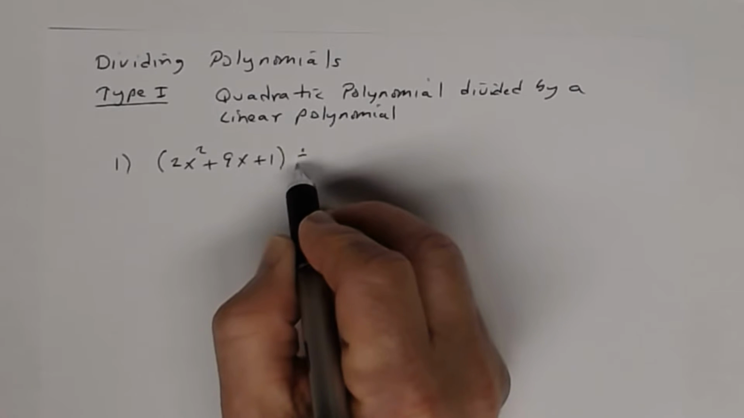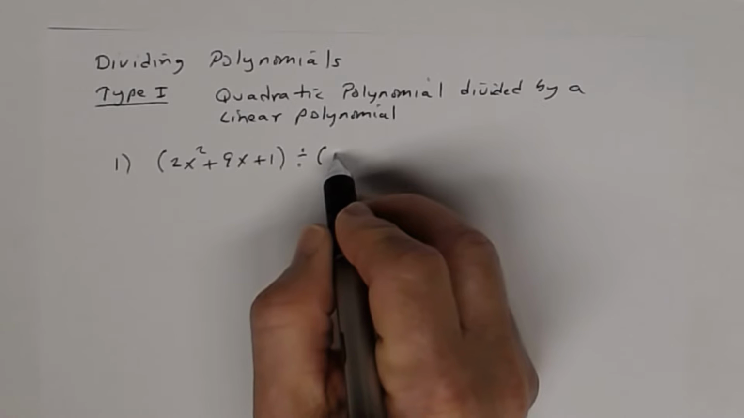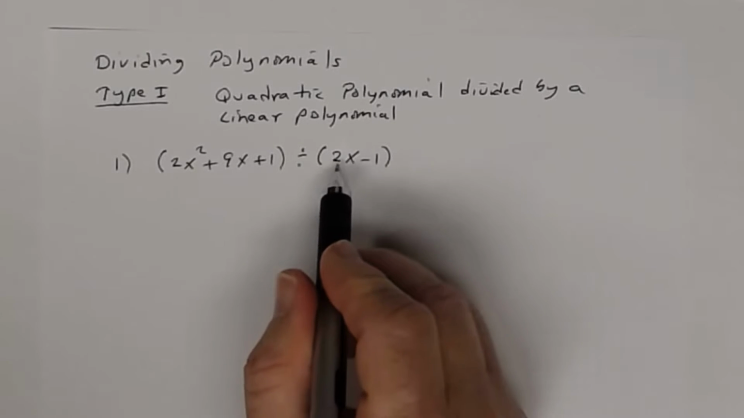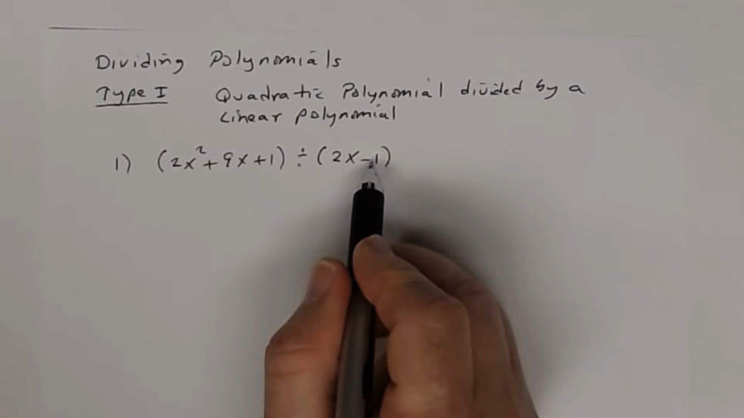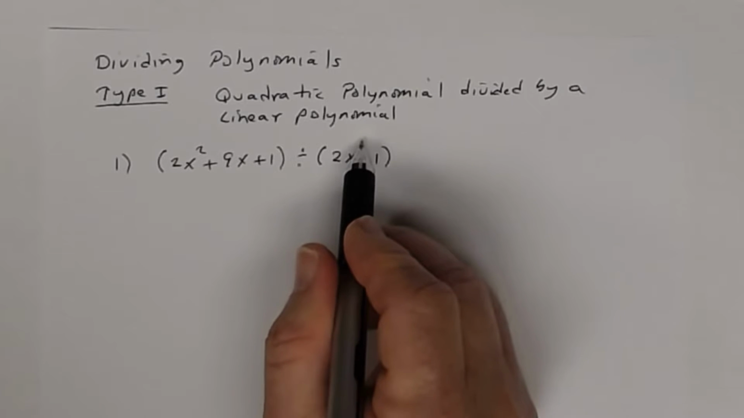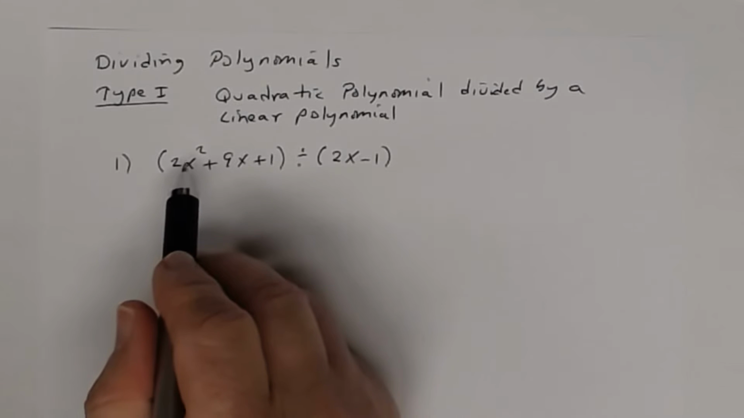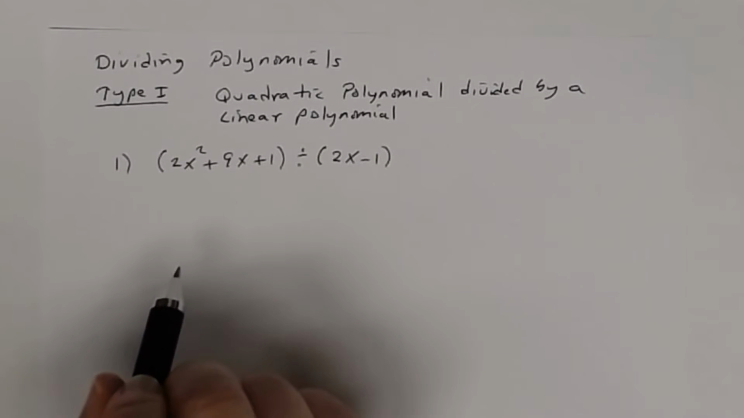This is being divided by a linear polynomial such as this, 2x minus 1. So notice this binomial. It is linear because the largest exponent of this expression here is 1, x to the first. All right, so that makes it linear. So this is quadratic, x squared. This is linear, x to the first.